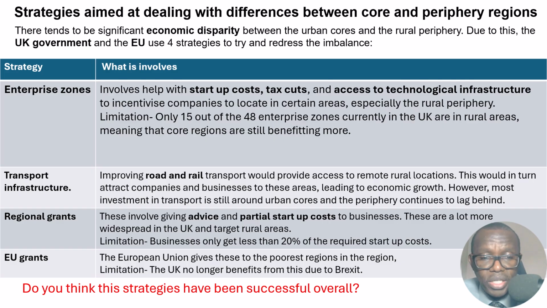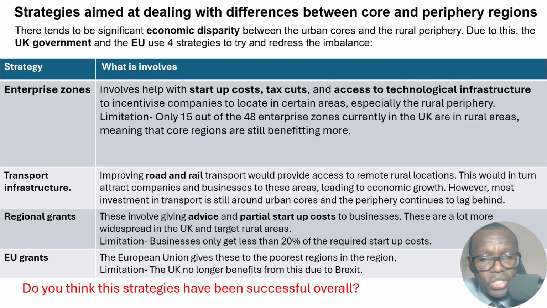The second strategy is transport infrastructure, and this involves improving the road and rail transport. Now, if you do that in the rural periphery, then you're going to improve or provide access to those remote locations. And that would in turn attract companies and businesses to locate in these areas, and therefore generate jobs and lead to economic growth. However, most of the investment in transport is still around the urban cores, and the periphery is continuing to lag behind.